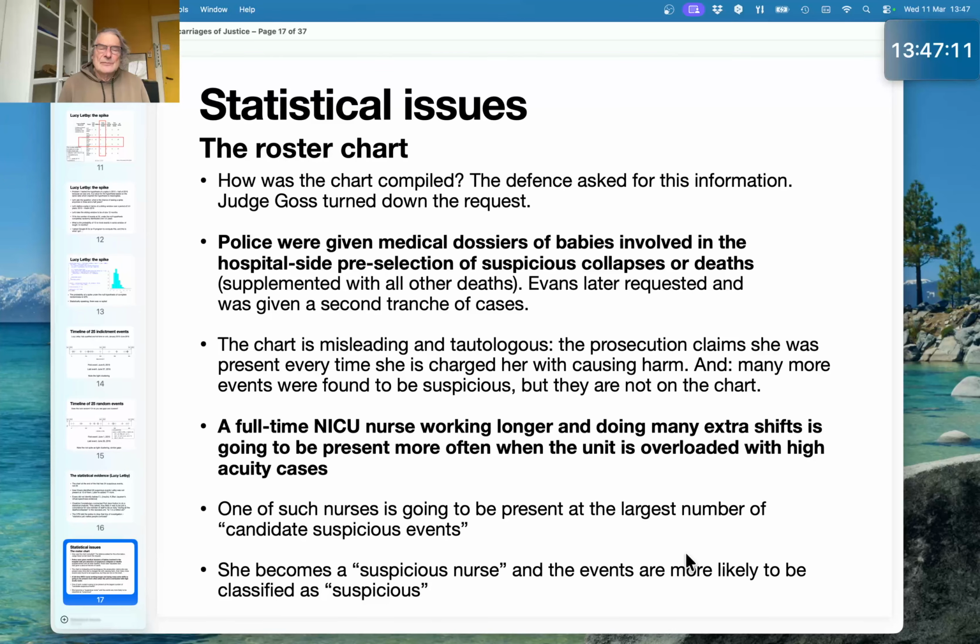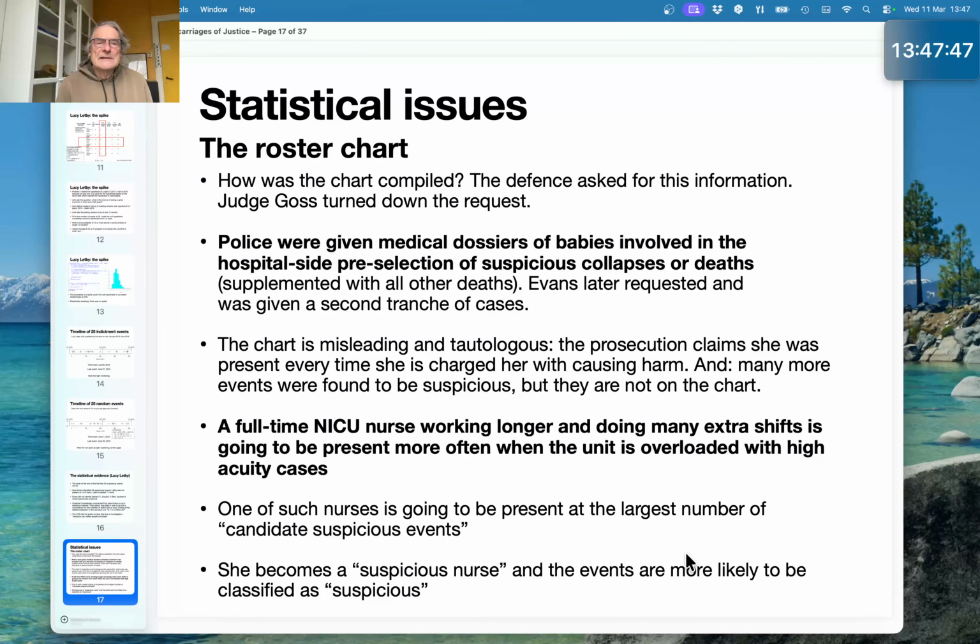How was the chart compiled? This chart was a key part of the prosecution. It had a huge impact on the public. It's the first question a statistician asks when they see such a chart with such a striking statistical correlation suggested by it: who made the chart, how, when.